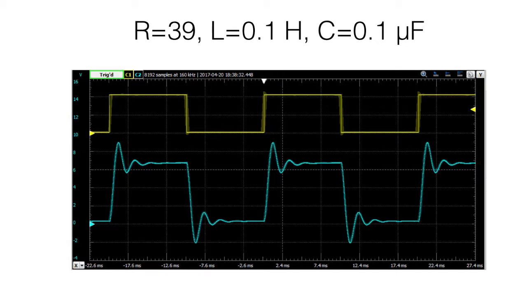Our last circuit had a 39 ohm resistor, but still had the 0.1 Henry inductor and 0.1 microfarad capacitor. Channel 1 of the oscilloscope was still measuring the function generator into the OP amp, and channel 2 was measuring the transient response of the RLC circuit.